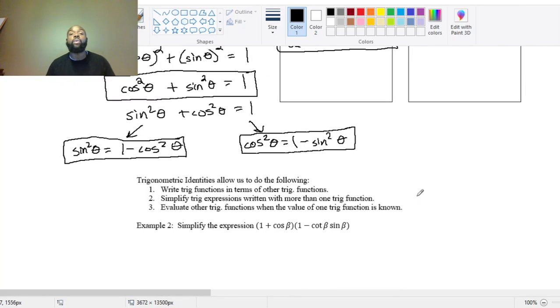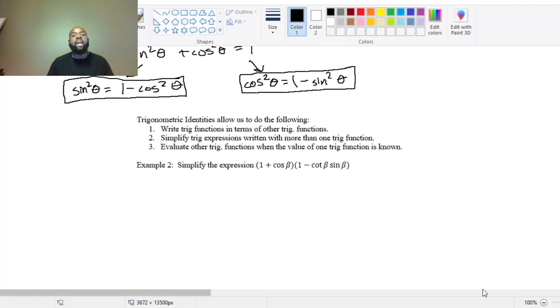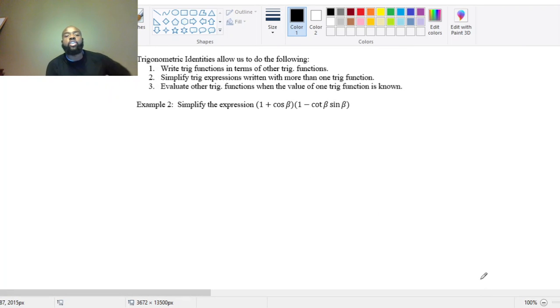Because what we want to do is be able to see these trigonometric functions and these identities so that we can rewrite expressions so that they look similar. When we get to other math, sometimes working with an expression that looks very complicated can be much more simplified if we use trig identities to simplify or rewrite them. And so trigonometric identities allow us to do the following.